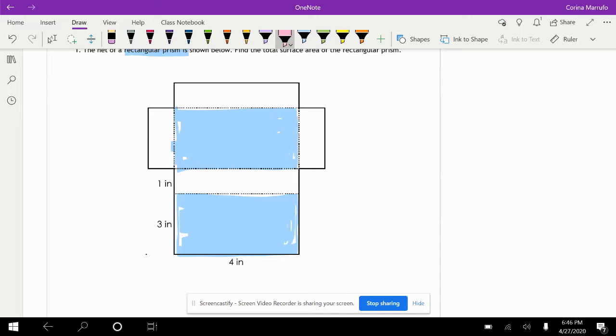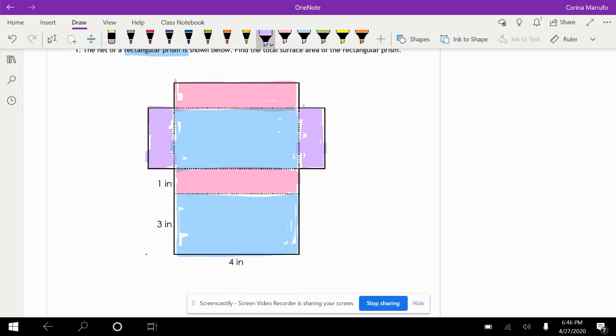And then we have this rectangle right here. This is the exact same rectangle as this one up here. Okay. And then we have this rectangle right here on this side. And this rectangle right here is the exact same rectangle as this one right here.